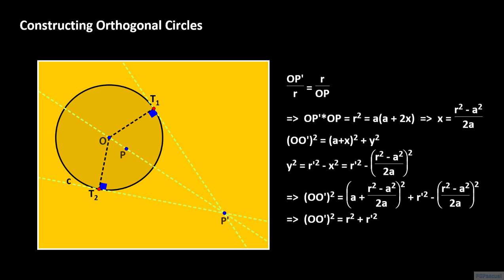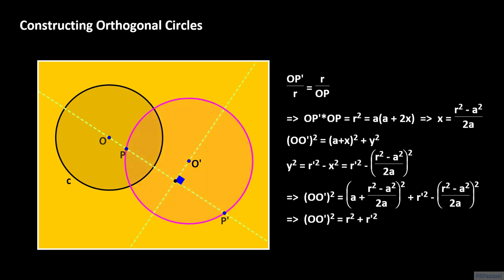All we have to do now is to find the center of a circle that passes through P and P prime. These centers happen to lie on the perpendicular bisector of the segment P, P prime. We leave this as the last exercise for the viewer.